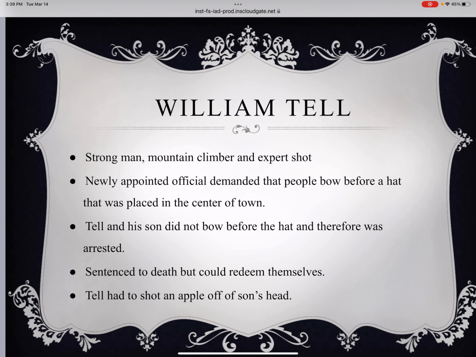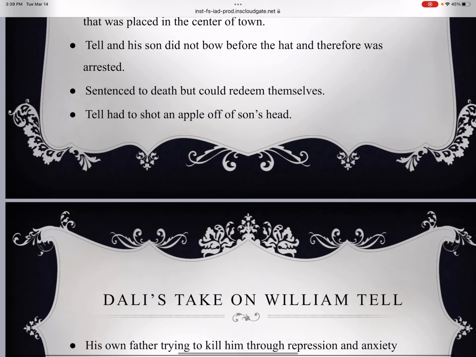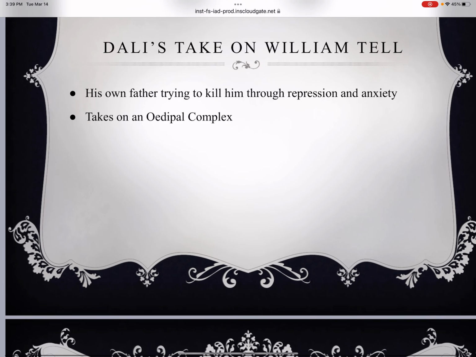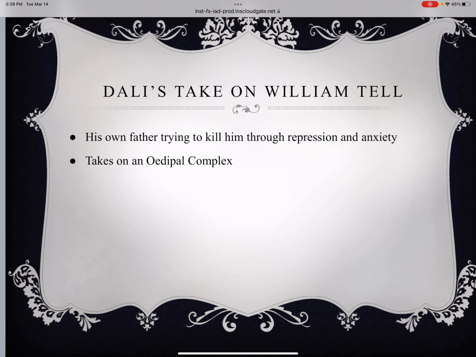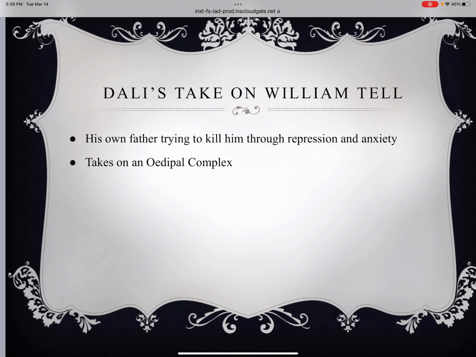So he's like, you know what? I'll do it. So he pulls his arrow back and it strikes the apple dead center. So he and his son gain freedom. So that is the story of William Tell. Now, of course, Dali being Dali takes this story and really makes it his own. So he says that, no, my dad's not trying to save me. My dad is trying to kill me through repression and anxiety.